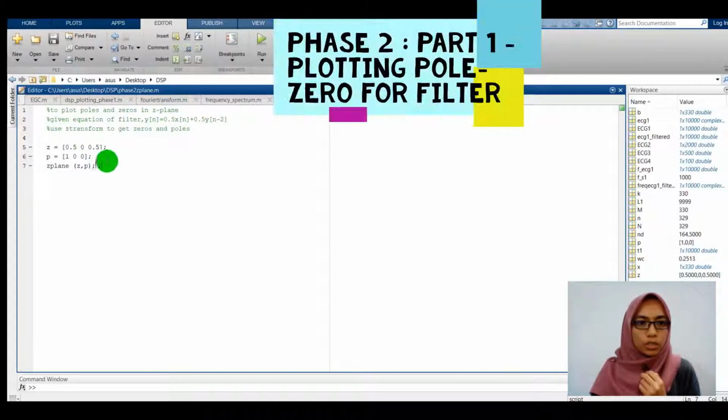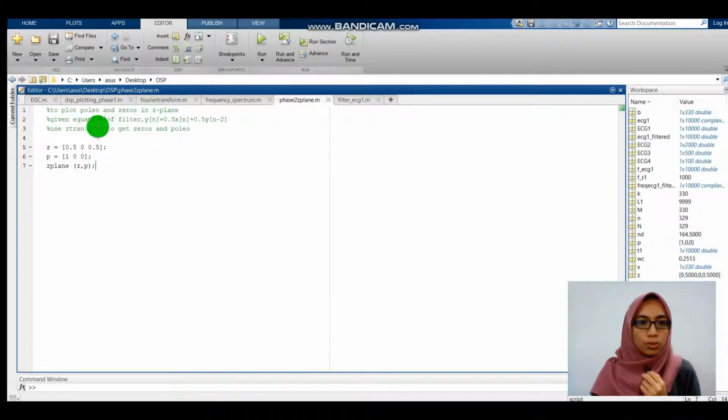So this coding shows how to plot poles and zeros. We are given the equation of the filter, y[n] = 0.5 x[n] + 0.5 y[n-2]. So we use the Z transform method to get the zeros and poles, and then we plot the zeros and poles by using the Z plane.